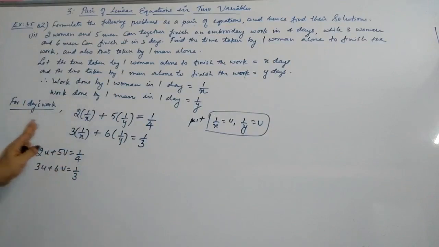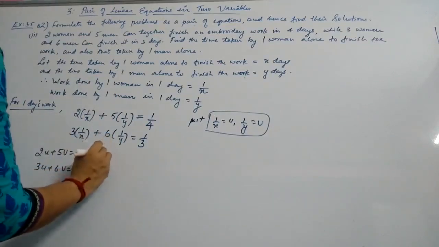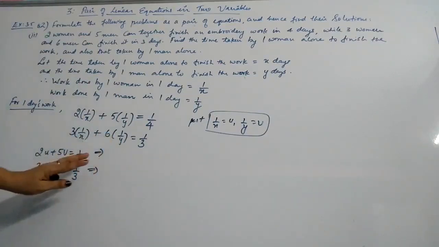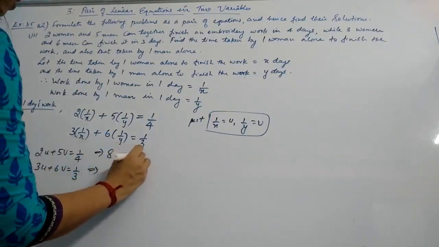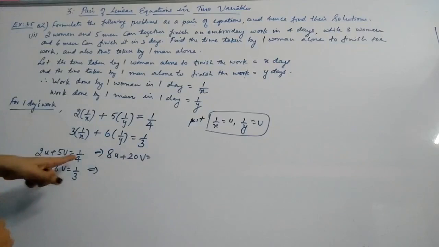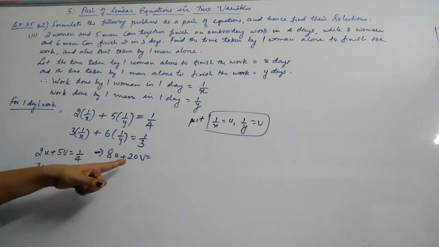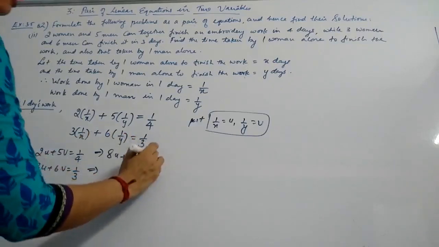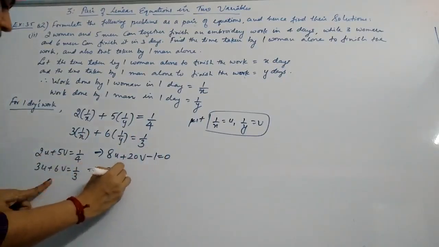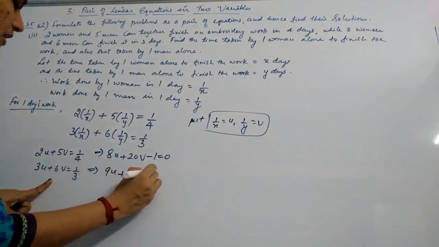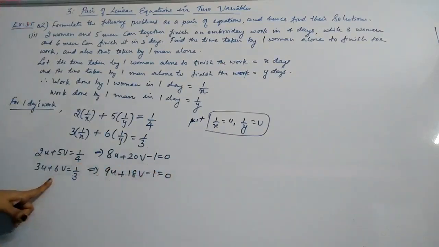Now you can just make the equations in your standard form, which will give you 8u plus 20v minus 1 equal to 0, if I am planning to use cross multiplication. The second equation will give you 9u plus 18v minus 1 is equal to 0.